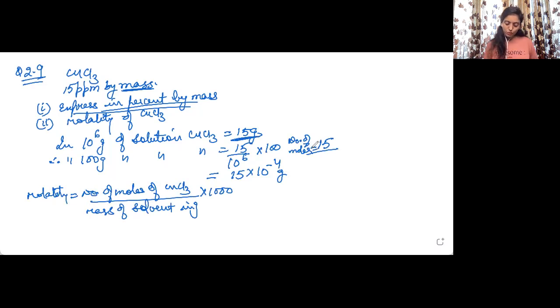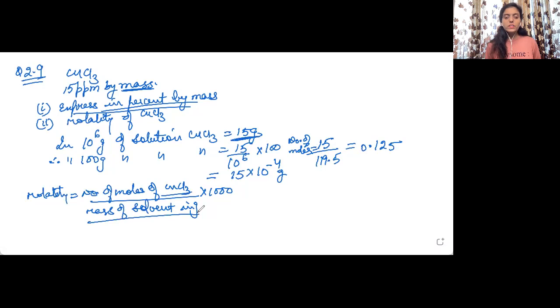CHCl3: carbon 12, hydrogen 1, that is 13, then 35.5 multiplied by 3, plus 13. It is 119.5. So it is coming out to be equal to 15 divided by 119.5, equal to 0.125. So this is the number of moles. We can put it here.